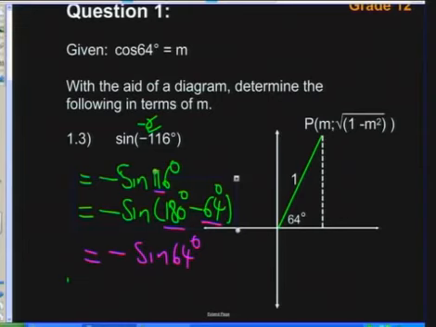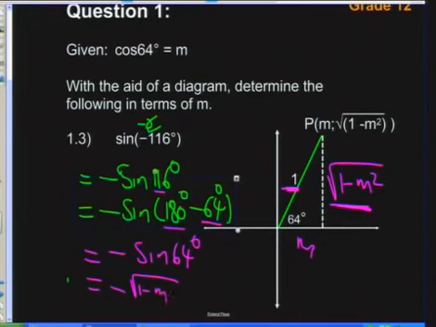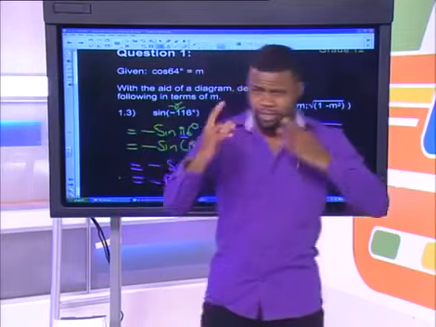Okay, our diagram from the first question we had 1 minus m squared, and here we have m. So sine is opposite over hypotenuse. So sine is opposite over 1, which is minus square root 1 minus m squared over 1. Okay, good. I hope you understand this, guys. This is beautiful mathematics. This is fantastic.